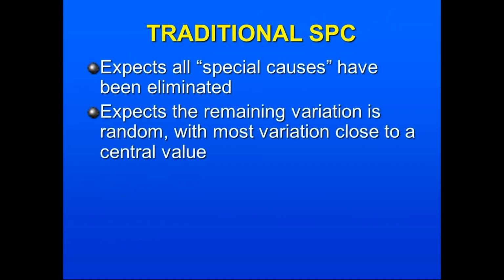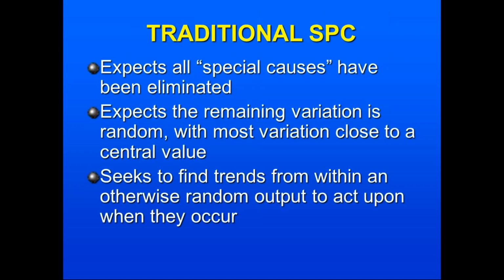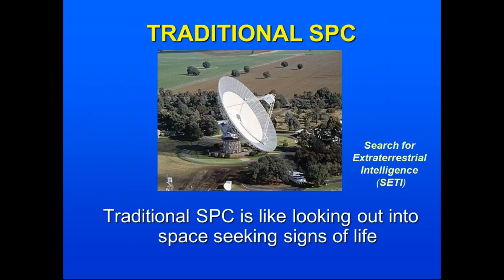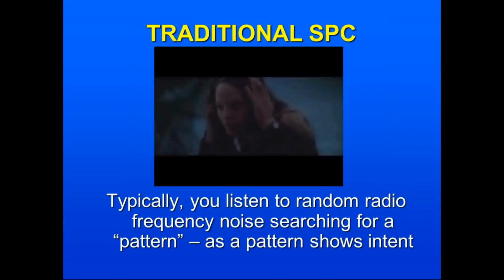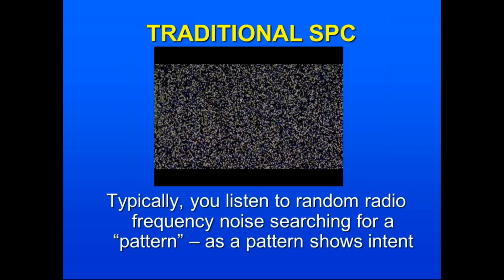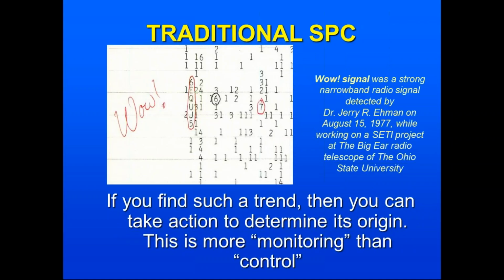So traditional SPC expects all special causes have been eliminated. It expects the remaining variation is random, with most of the variation close to a central value. It seeks to find trends from within an otherwise random output to act upon when they occur, which are your Western Electric rules, for example. So if you think about it, it's pretty much like looking out into space, trying to seek signs of life. What you're going to find typically is noise. You're going to listen to noise until you see a pattern, because a pattern shows intent. A pattern shows something is going on that was intentional. And when you see such a trend, you can take action to determine what is its origin. So really, it's more monitoring than control. Expecting random, looking for some kind of a trend.